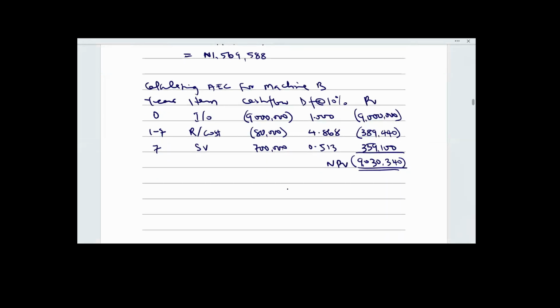Then you now calculate the annual equivalent cost, which is 9,030,340 divided by the annuity factor of 4.868, equals 1,855.